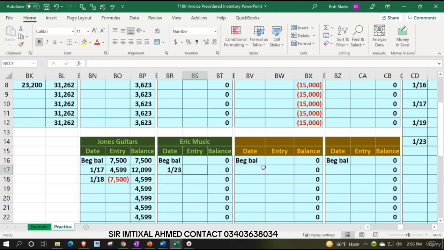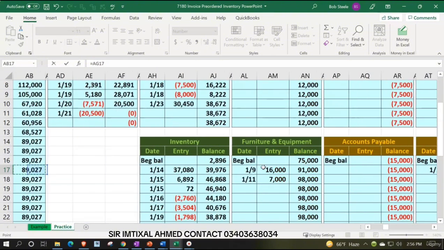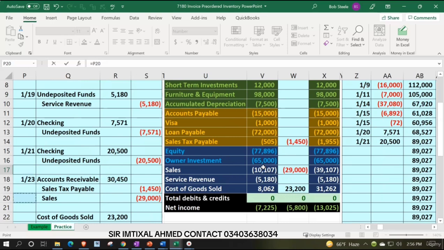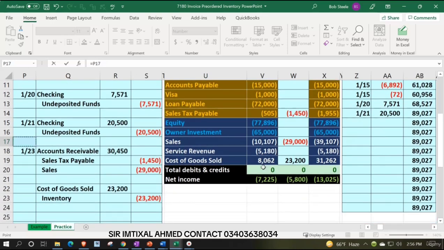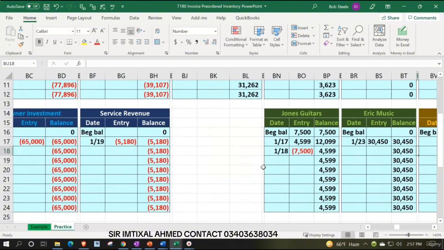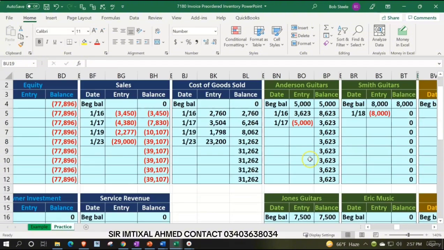So now I'm in BS 17. I'm serious, it's not BS 17. This is going to be all the way to the left till we hit the wall. We're going to pick up that accounts receivable again, the A to the R. That's what we want. 30,450. Enter. So there we now, Eric Music owes us money.